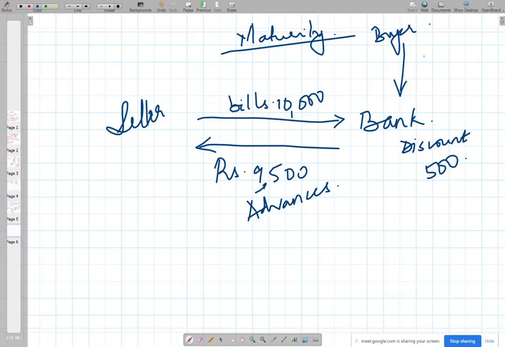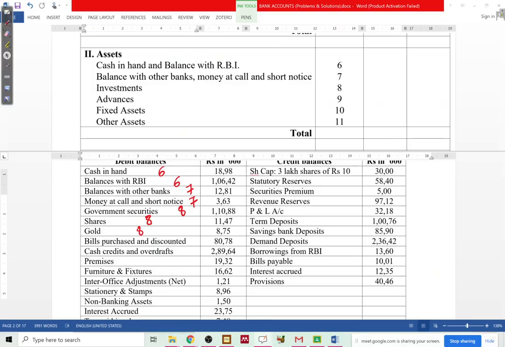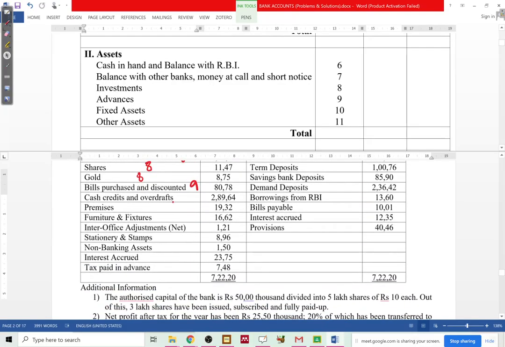But when these bills are accepted by the bank and discounted, that is considered as a loan, as an advance given to this seller, right? So bills purchased and discounted will be shown under schedule 9 as if they are an advance, as if they are a loan. Done? Next, cash credits and overdrafts. Where do we show them?